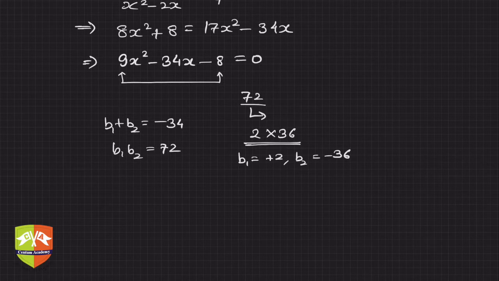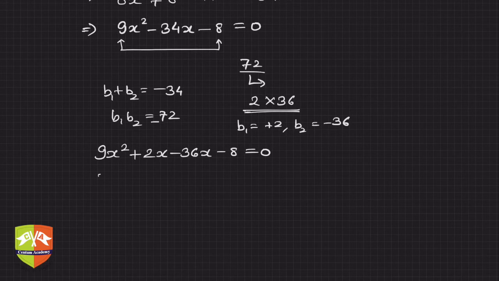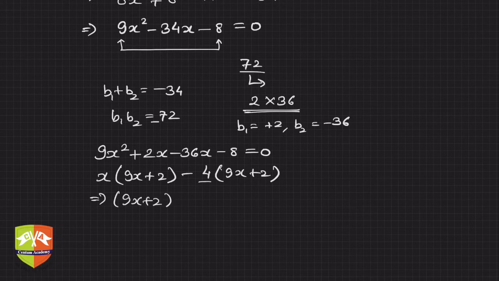So how to go about it? The product b1 b2 in this case is minus 72. Now 9x² − 34x can be written as 9x² + 2x − 36x − 8 equals 0. Splitting the middle term. Now take x common, so it is x(9x + 2). And again you can write 9x + 2 directly. What should I multiply here to get minus 36x? It is minus 4. So the factors are (9x + 2) and (x − 4), and this all equals 0.